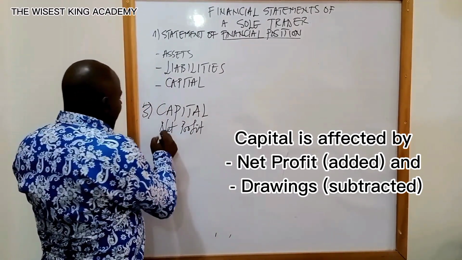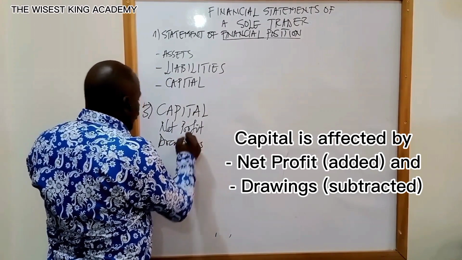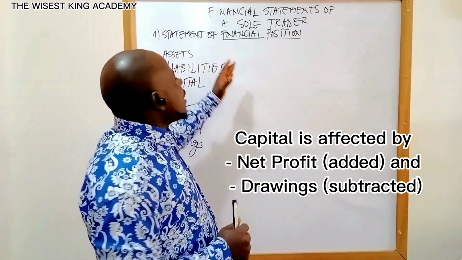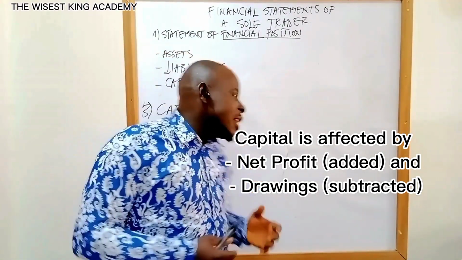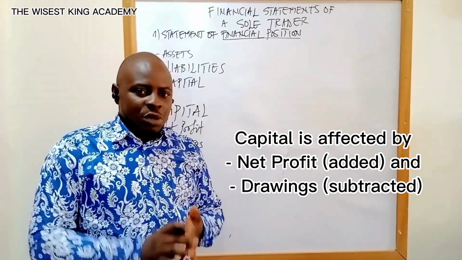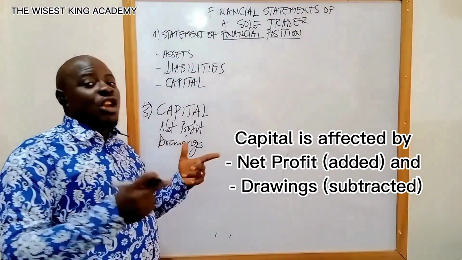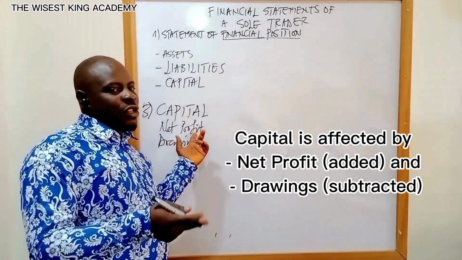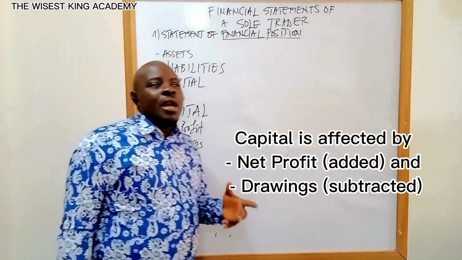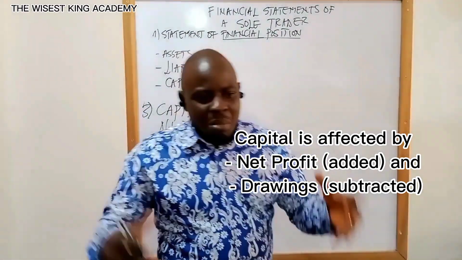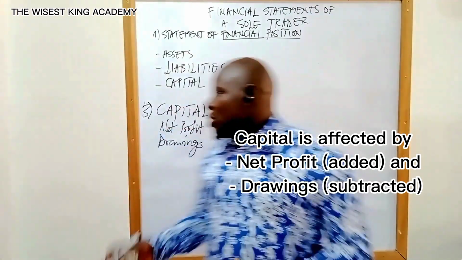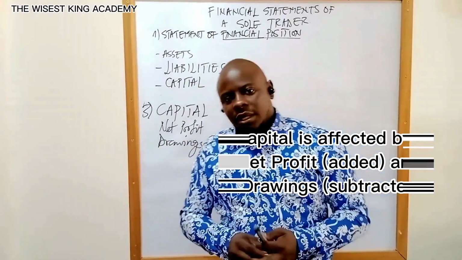and capital is equally affected by drawings. Now, when the business makes a profit, that is after preparing an income statement, if we have a net profit, the net profit is added to capital in the statement of financial position. But if the business makes a loss, opposite of profit is loss, so if profit is added, this loss will be subtracted. Now, drawings. Drawings are money or goods taken out of the business by the owner for personal use. So they reduce capital.